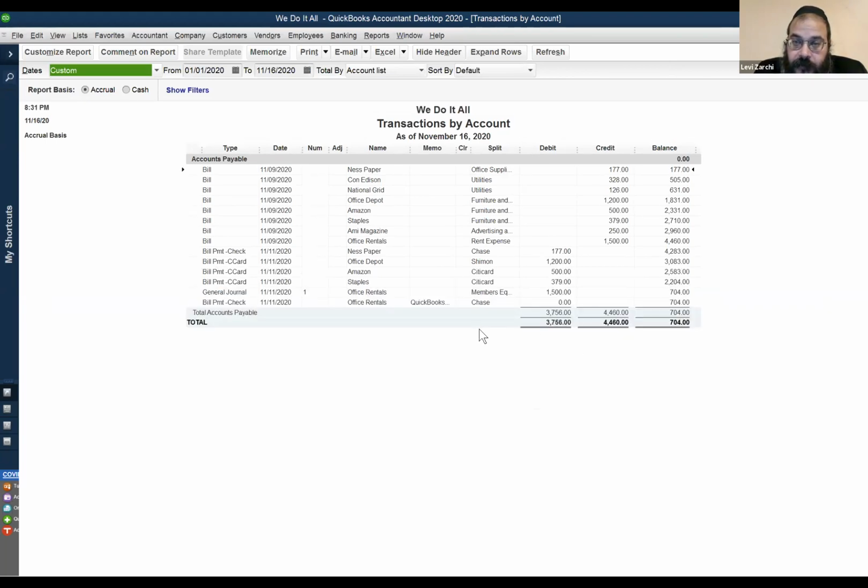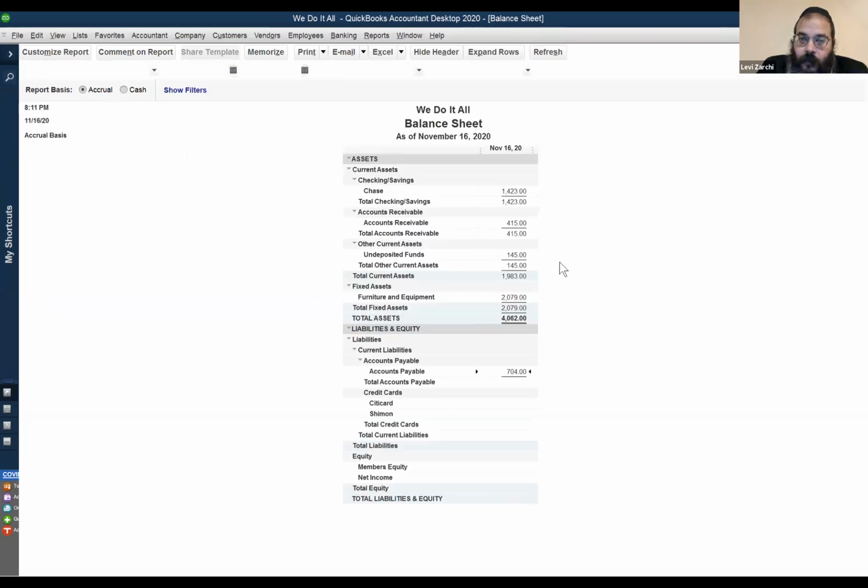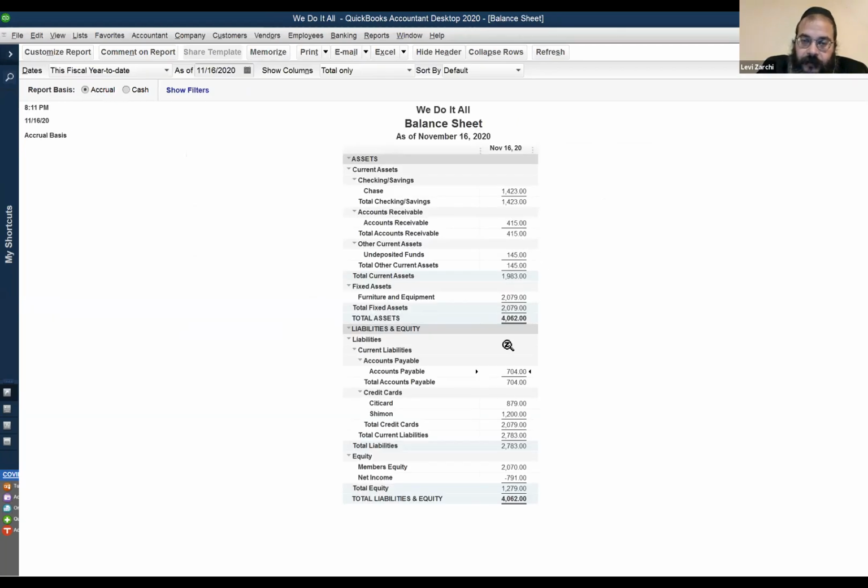We didn't pay certain bills. We didn't pay the Army magazine for $250. We didn't pay Con Edison or National Grid. So these three bills, Con Edison, National Grid and Army, come to $704. Now, what would happen if we wanted to get rid of the accounts payables and pay the $704?